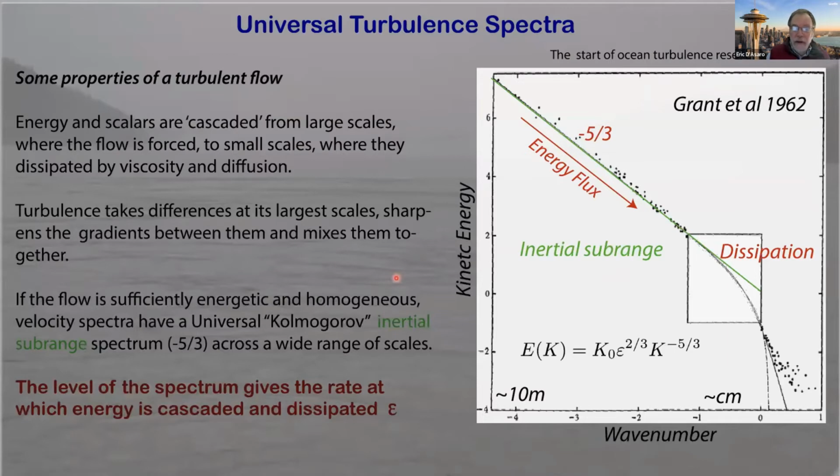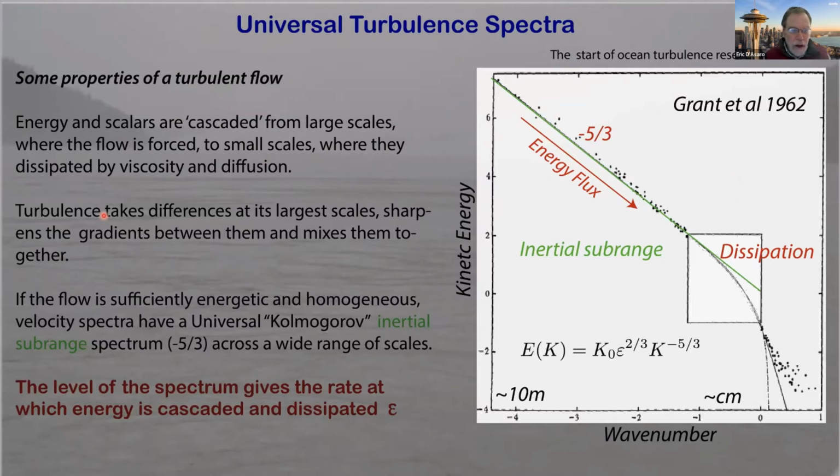So I'm going to start with turbulence. Of course, a word that everybody knows and nobody can define. So I'm not going to talk about it in detail, mostly talk about some particular properties which will be relevant for this talk. One of the primary properties of a turbulent flow is that energy and scalars like temperature or salinity are cascaded from large scales. In other words, you put energy in at large scales, like from the large scale winds or, in a laboratory, from a big pump, where the flow is forced, to small scales where the energy is dissipated. The scalar variance is dissipated by viscosity and diffusion. Or it takes these differences, hot water here, cold water over there, and mixes them up. The turbulence does both of those things.